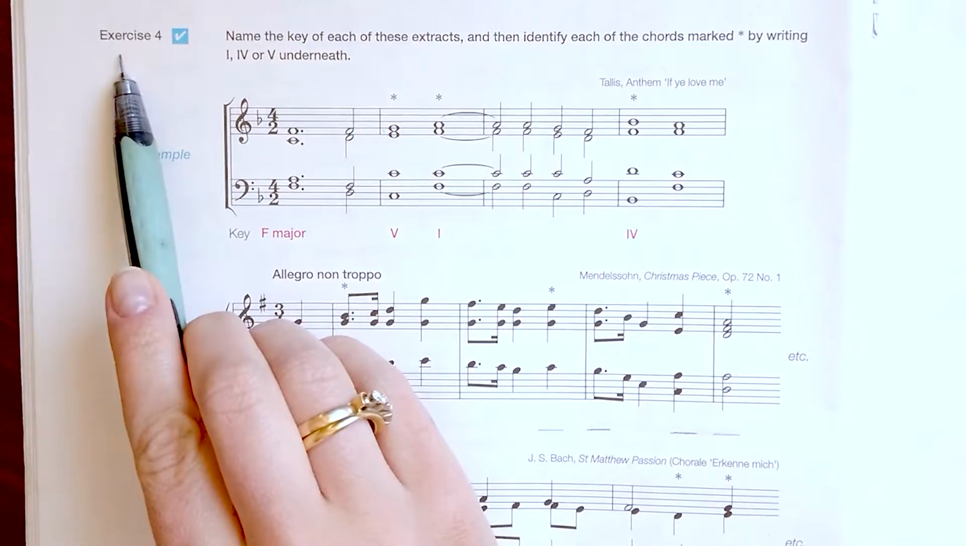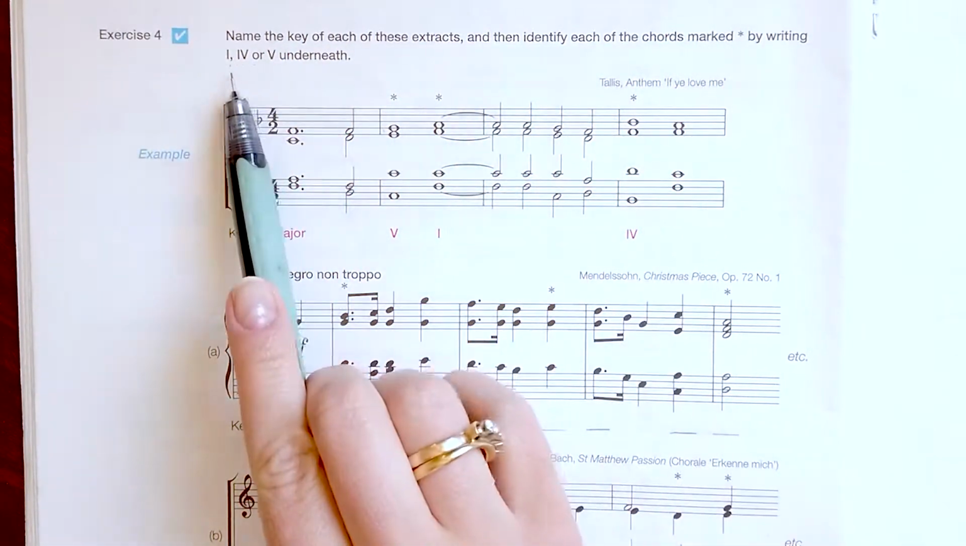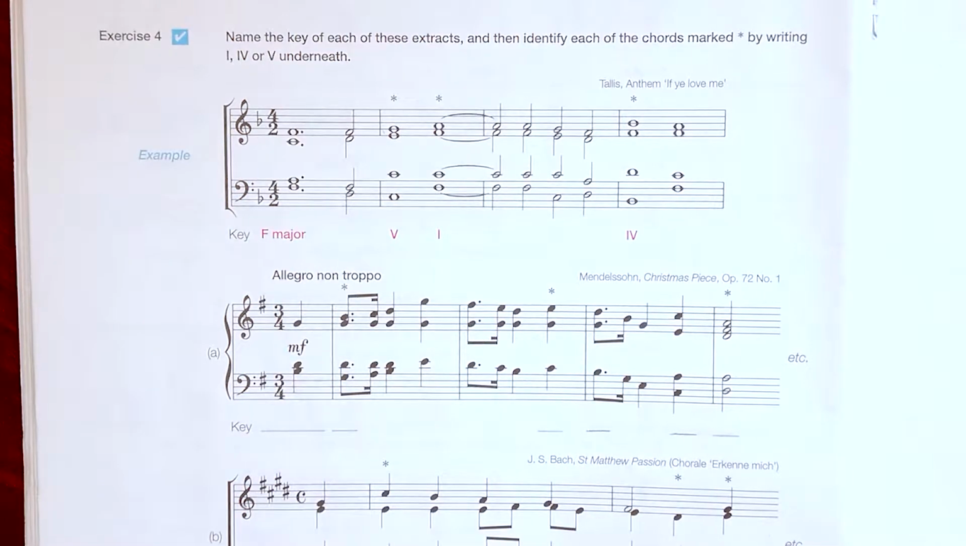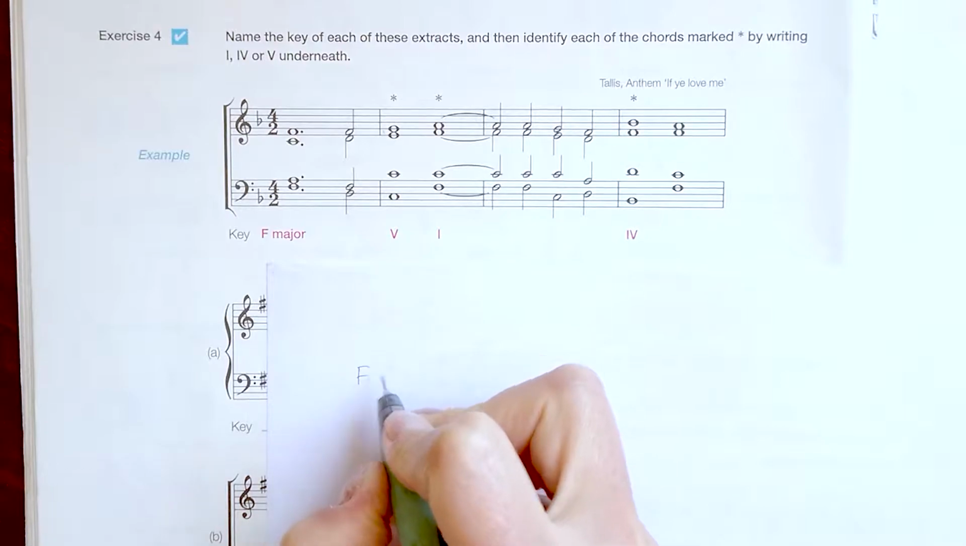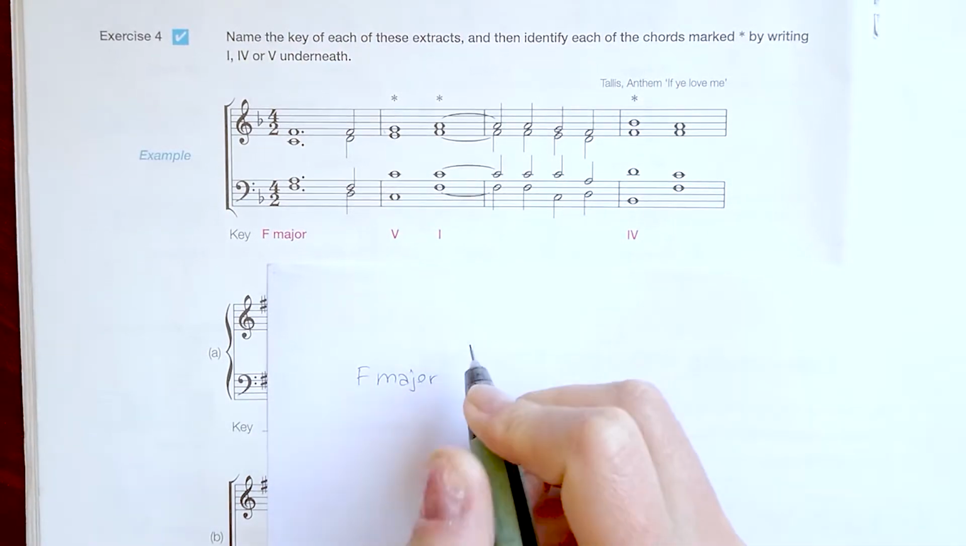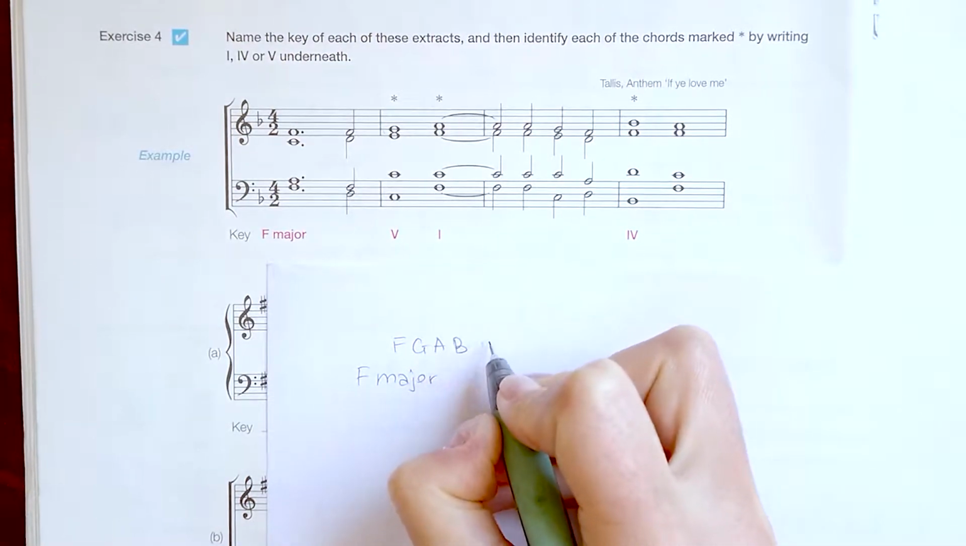Next task, we have to name each of these extracts and we have to identify the chords 1, 4, and 5. So let's check how it works. First of all, we have to identify the scale. Here we have F major and we should write the table for the F major.